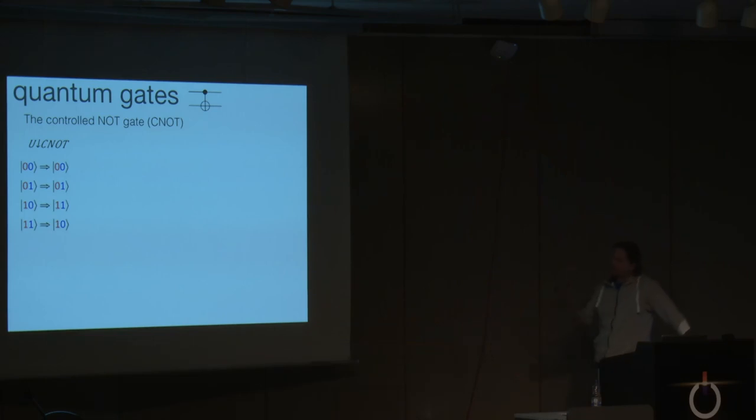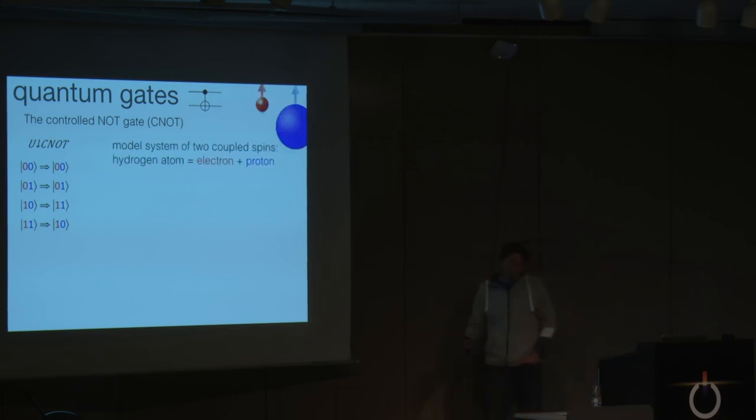So how do we realize this? I mean, in a classical computer, you realize gates by transistors. How is that realized in a quantum computer? Well, I show you this with an example, with a model system of two coupled spins, an electron and a proton. And as you might know, this is a hydrogen atom. So we are doing calculations with a hydrogen atom.